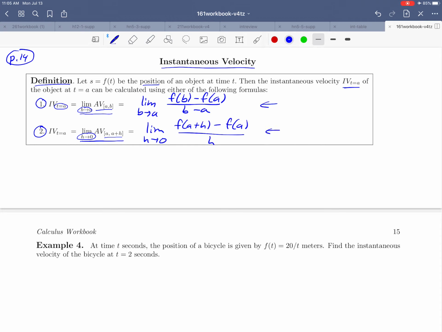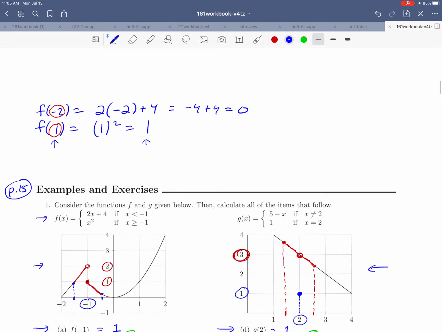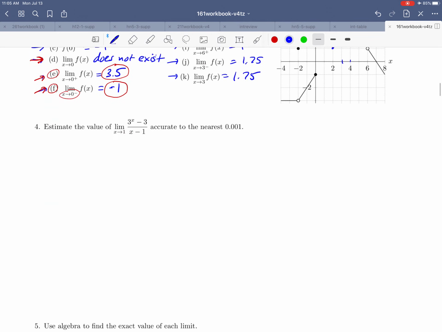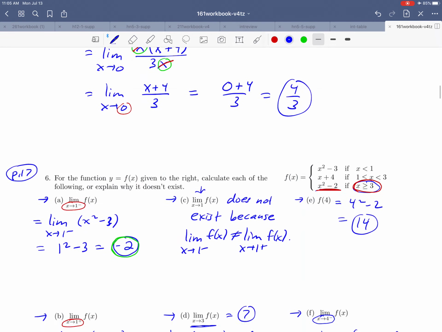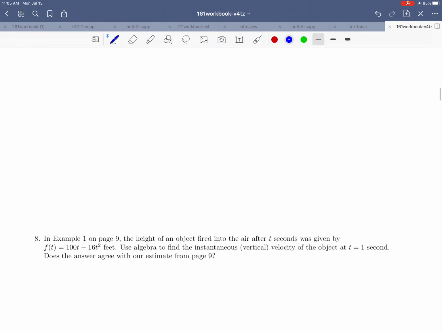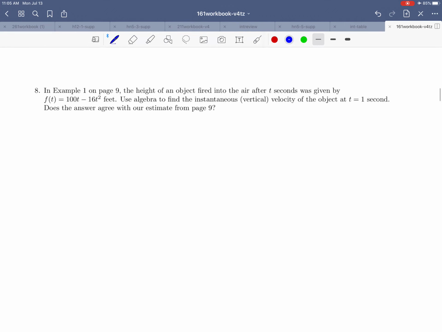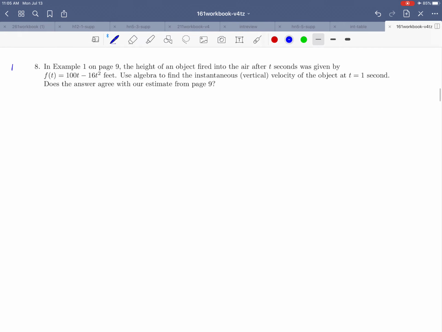All right, so I'd like to do one example where we try this out. Okay, and we're going to have to scroll ahead a few pages here. All the way to page 18. Page 18. Let's read this question together. So it's referring back to example 1 on page 9.